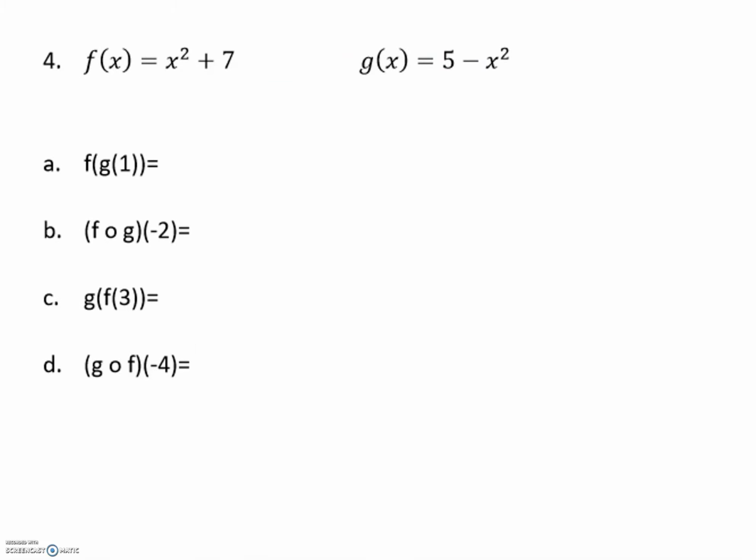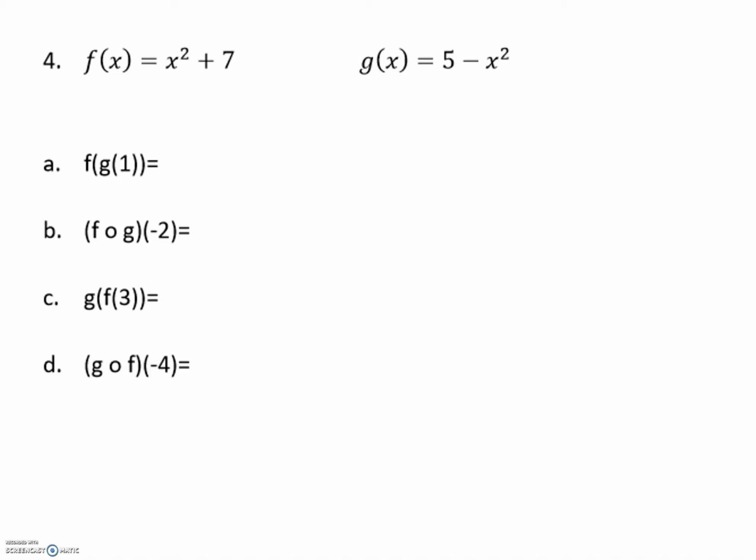On example 4, in my opinion, these are the easier problems. So if you look at A, B, C, and D, notice there's no x's. Instead, you're replacing x with a number. So remember at the very beginning of this lesson, we said if we replace x with a number, we should get a number for our answers. So we should get a number for part A, B, C, and D.